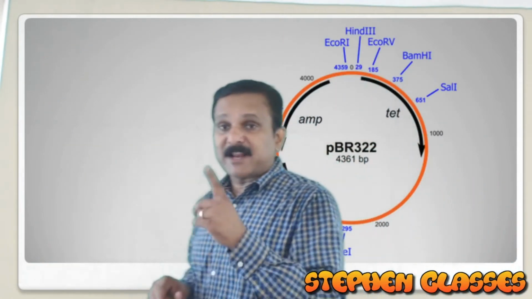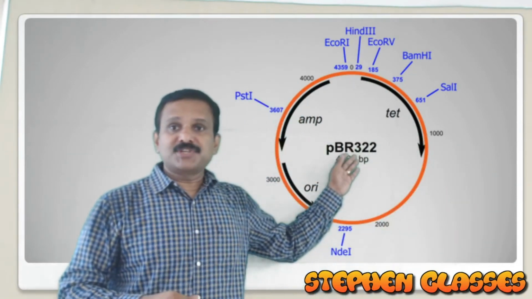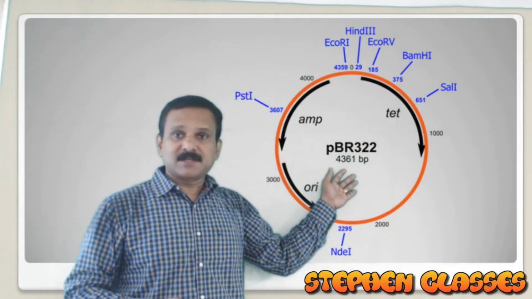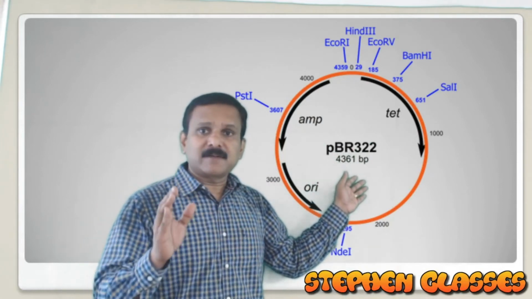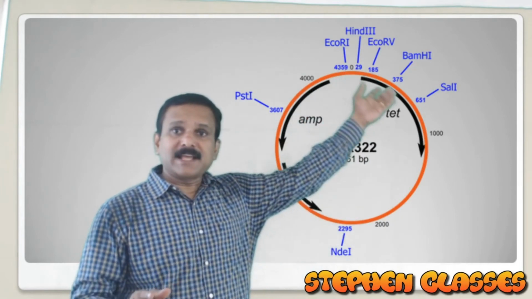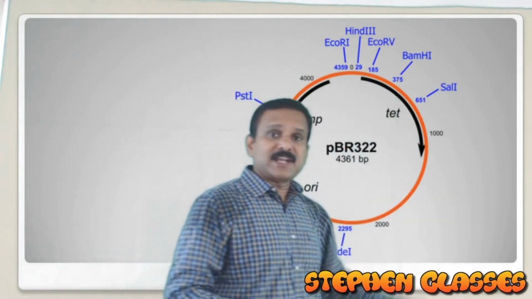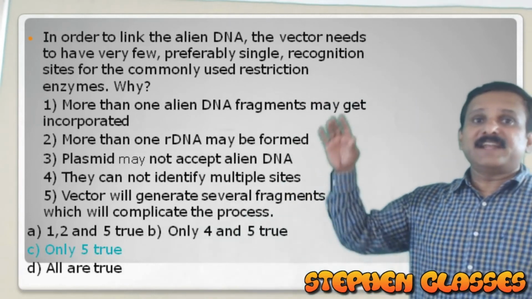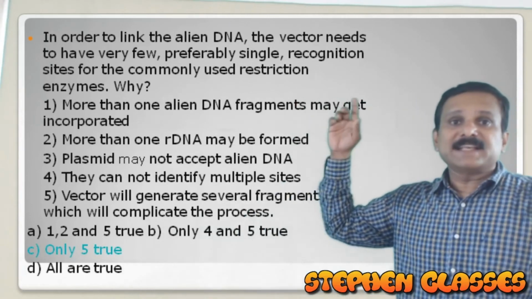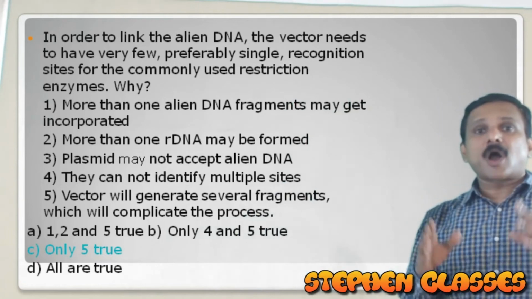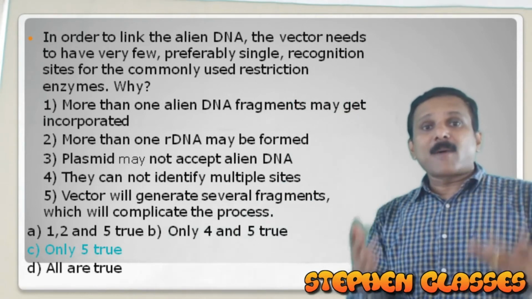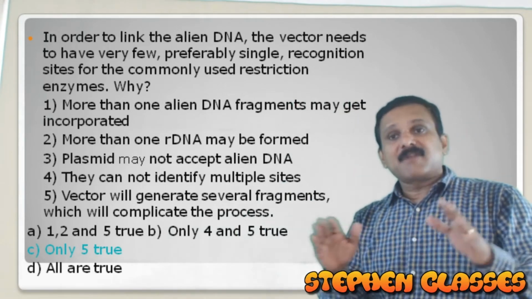We move on to the explanation slide now. In this diagram, you can see pBR322. pBR322 is an artificially produced plasmid. It is a very good cloning vector. And you can see the different cloning sites over here. We move on to the question again. In order to link the alien DNA, the vector needs to have a very few, preferably single, recognition site for commonly used restriction enzymes. Why? Because otherwise the vector will generate several fragments.